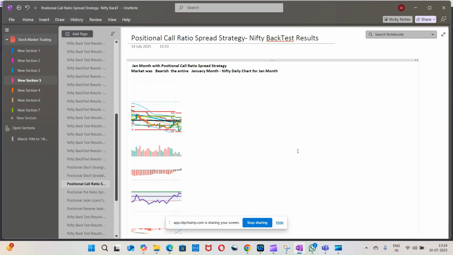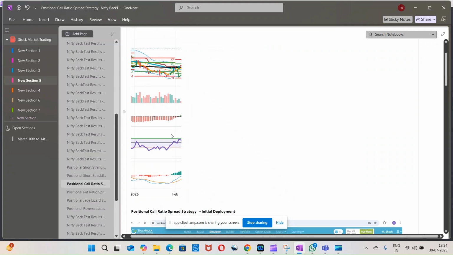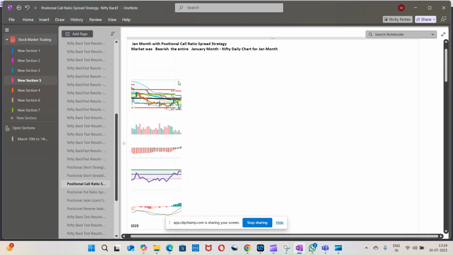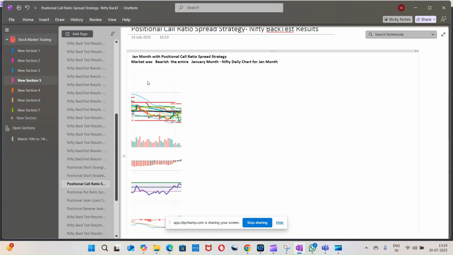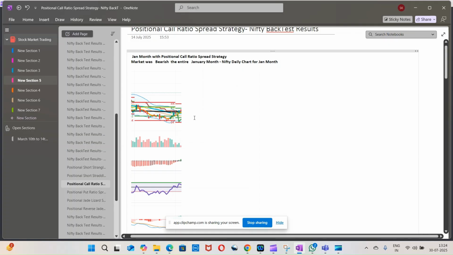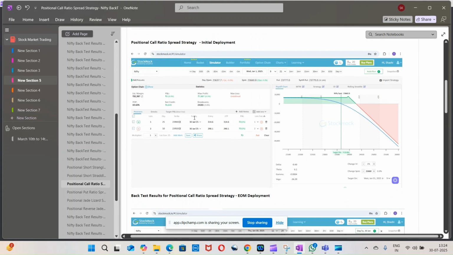So this is a positional call ratio spread strategy, and if you see, this is the Jan month daily chart, and the market is bearish in this month. Whenever you have a bearish view for the market, then you can deploy this positional call ratio spread strategy. So what is required for initial deployment of this strategy?